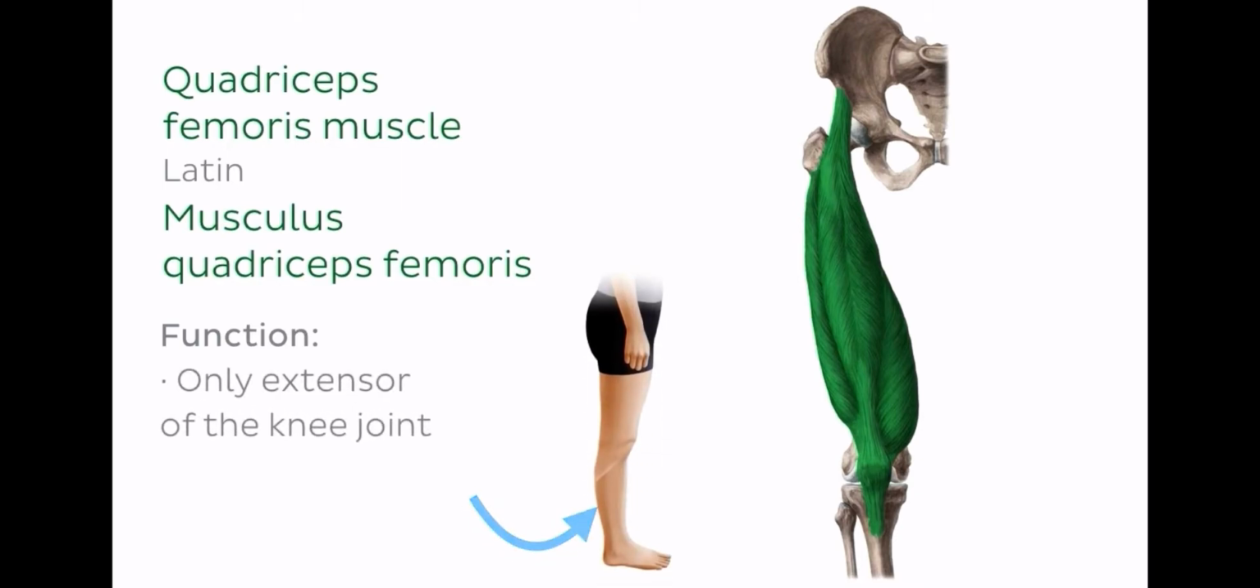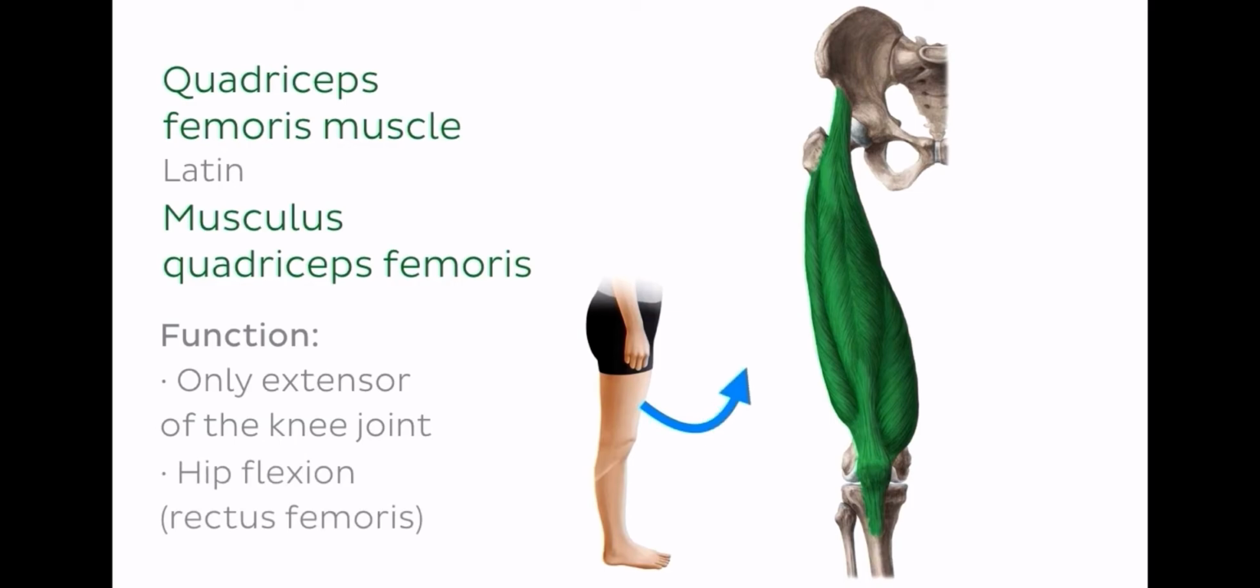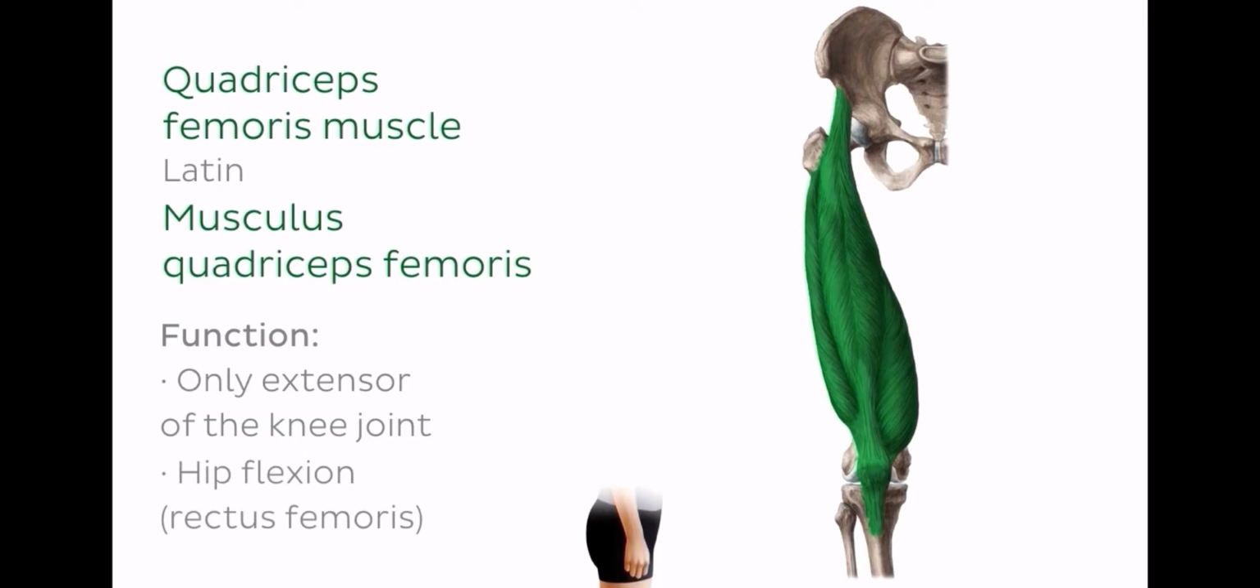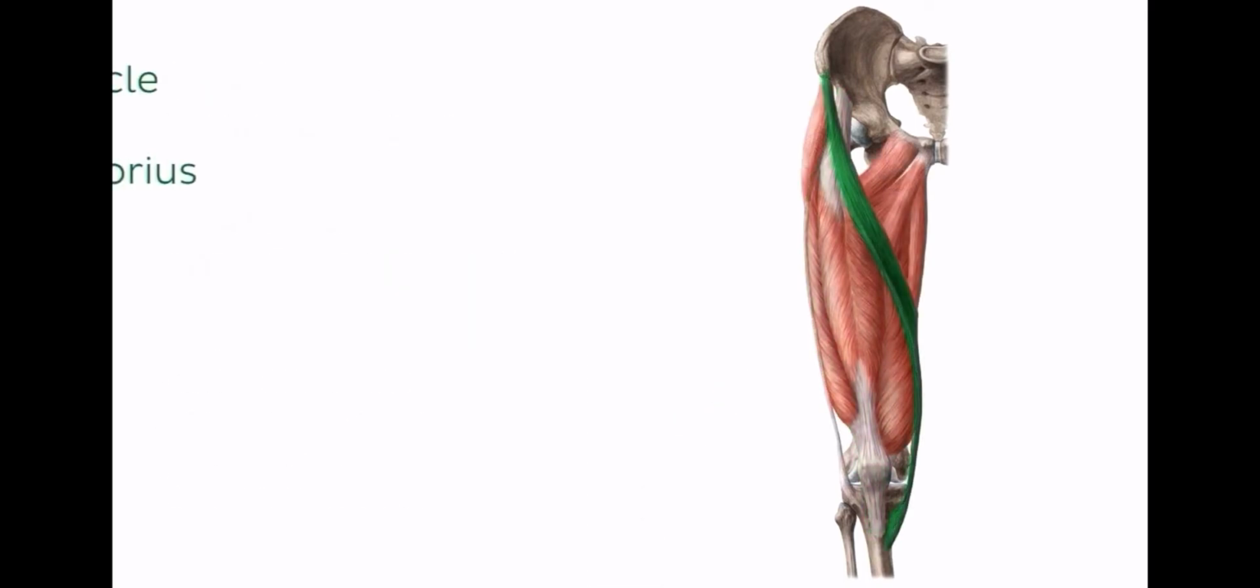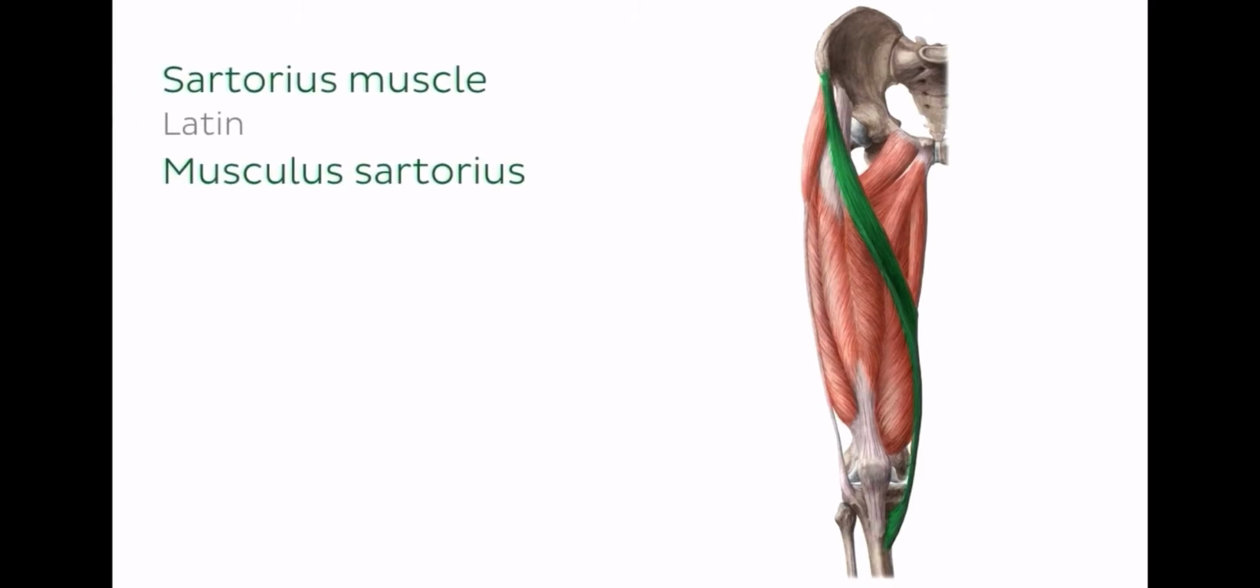And another function of the quadriceps femoris is to facilitate hip flexion. The other muscle of the anterior thigh is the sartorius muscle. And as you can see, it's a long, thin, superficially running muscle.